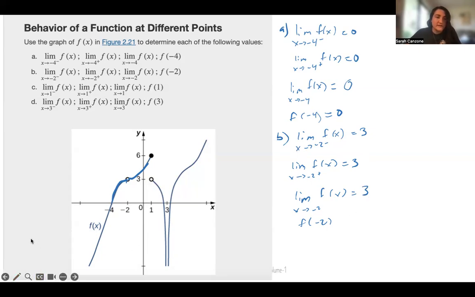But now they're asking for the point. What is f at -2? Well, we see there's an open circle here, and there's no closed circles anywhere. Therefore, there's no point. This does not exist.